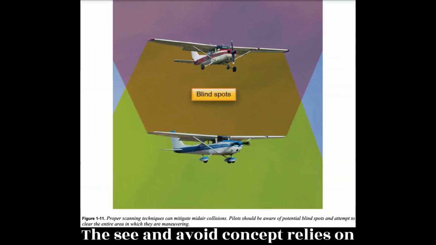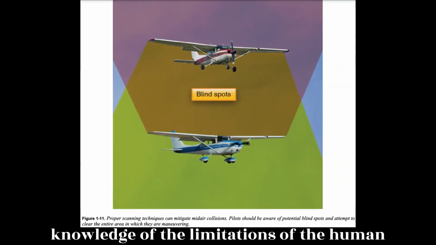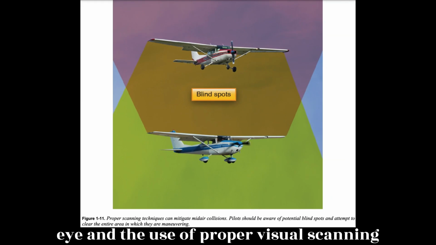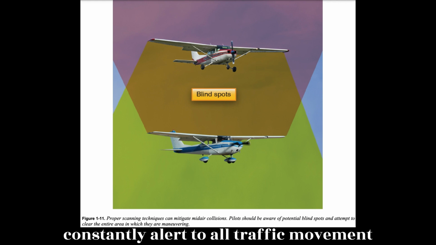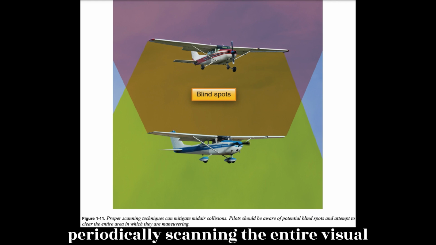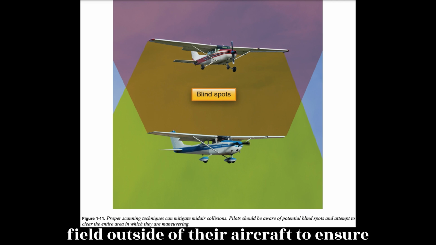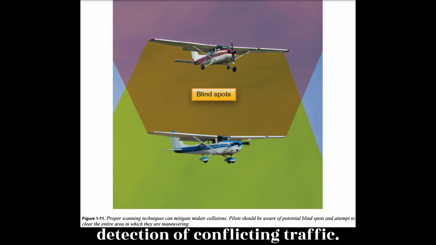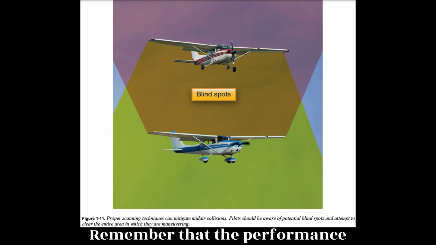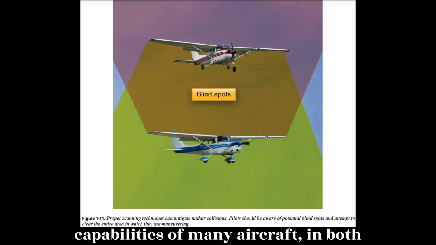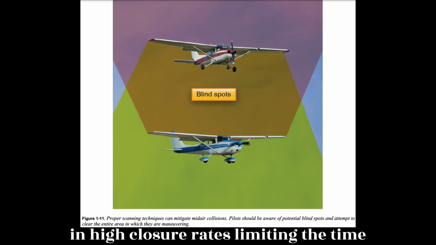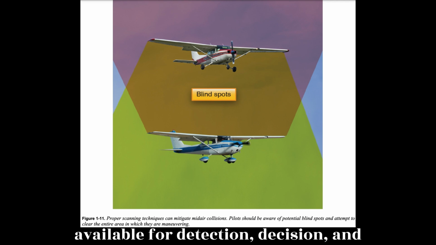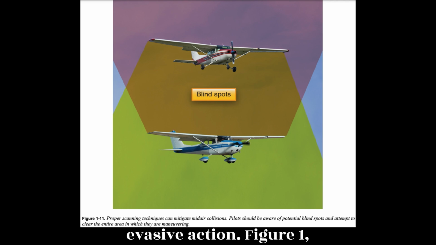The see and avoid concept relies on knowledge of the limitations of the human eye and the use of proper visual scanning techniques to help compensate for these limitations. Pilots should remain constantly alert to all traffic movement within their field of vision, as well as periodically scanning the entire visual field outside of their aircraft to ensure detection of conflicting traffic. Remember that the performance capabilities of many aircraft, in both speed and rates of climb/descent, result in high closure rates limiting the time available for detection, decision, and evasive action.